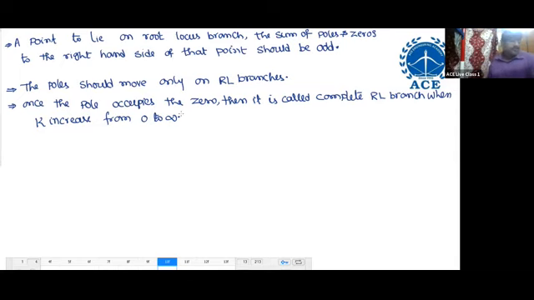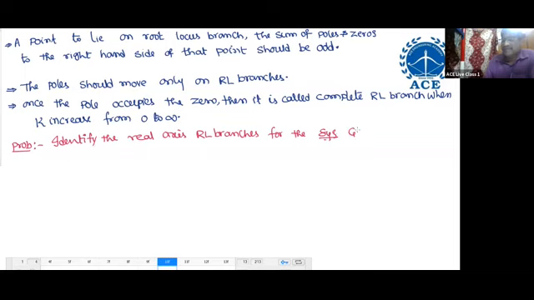Okay, so note down one problem. Identify the real axis root locus branches for the system G(s)H(s) = K(s+1)(s+3) / (s(s+2)(s+1)). Come on, do it.